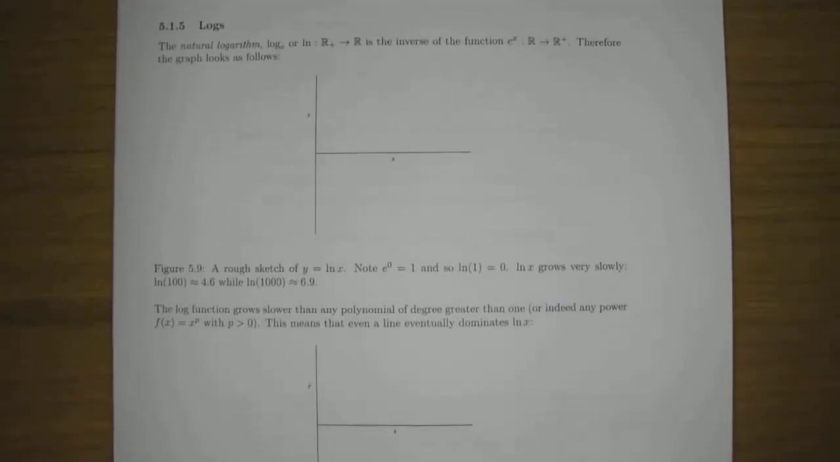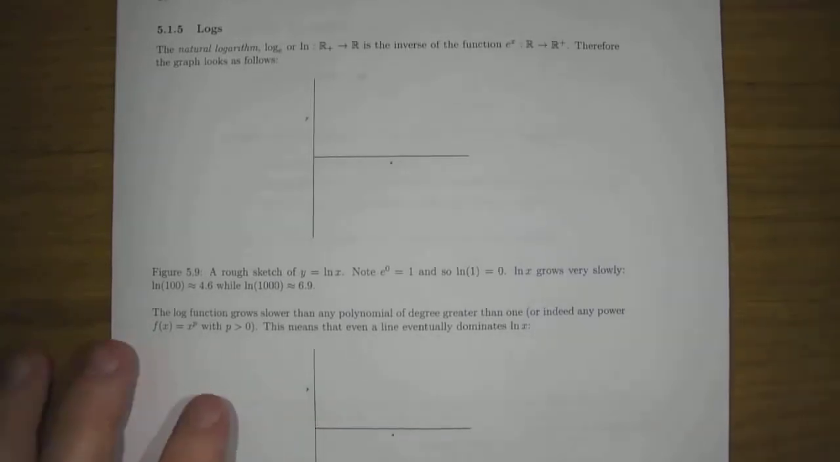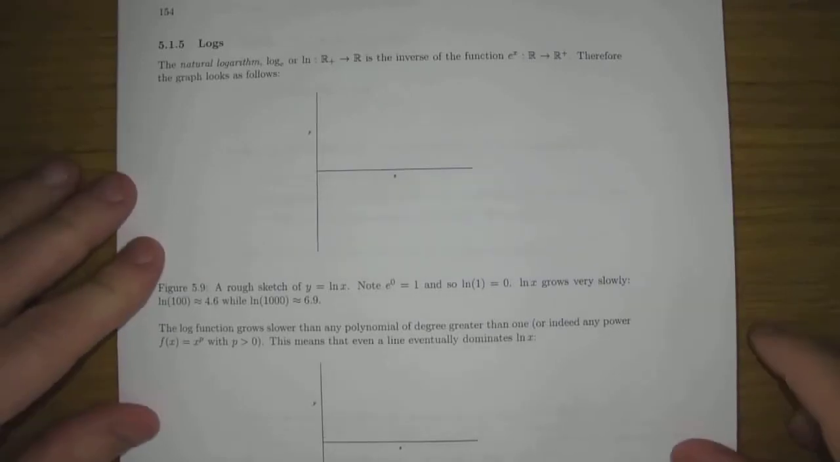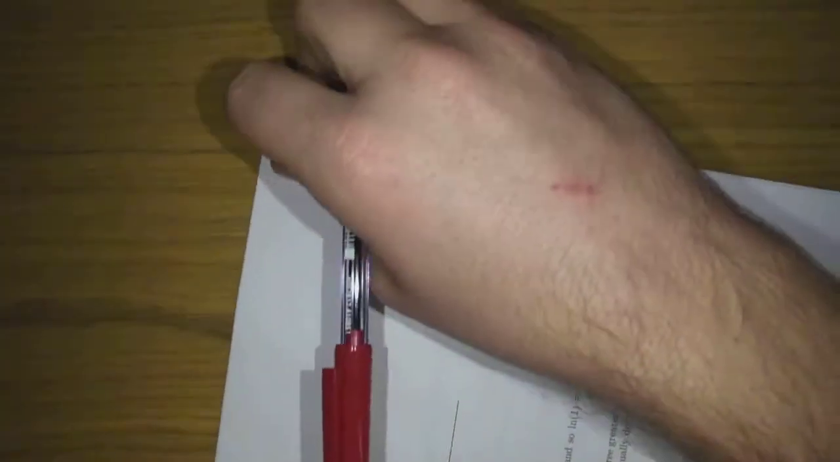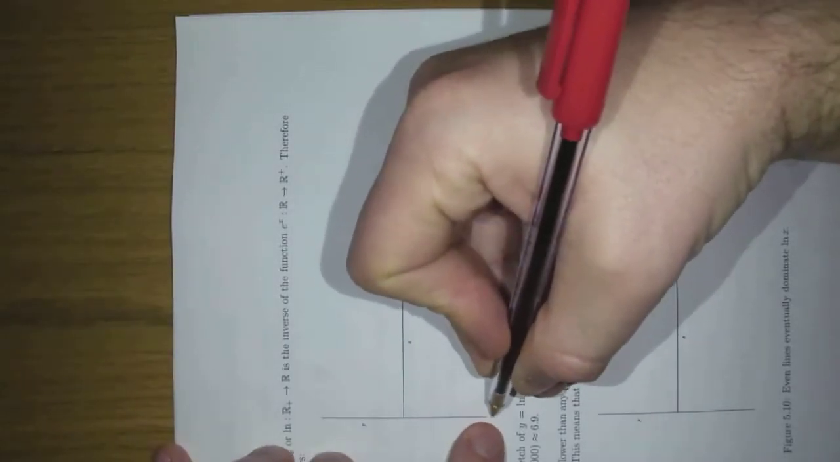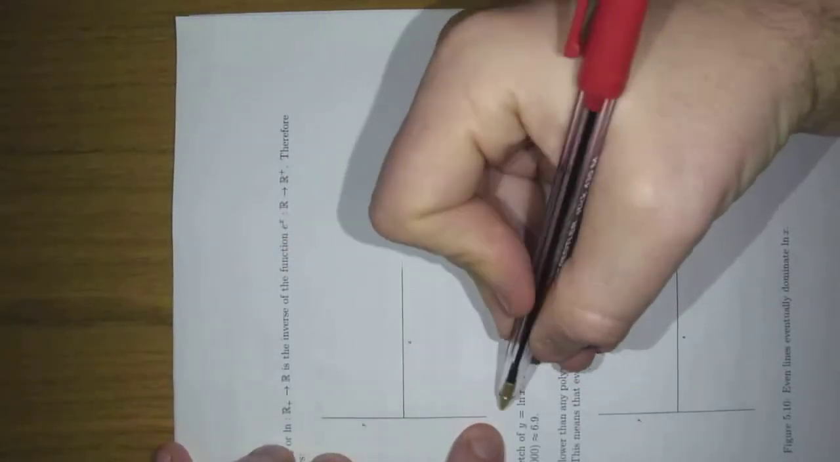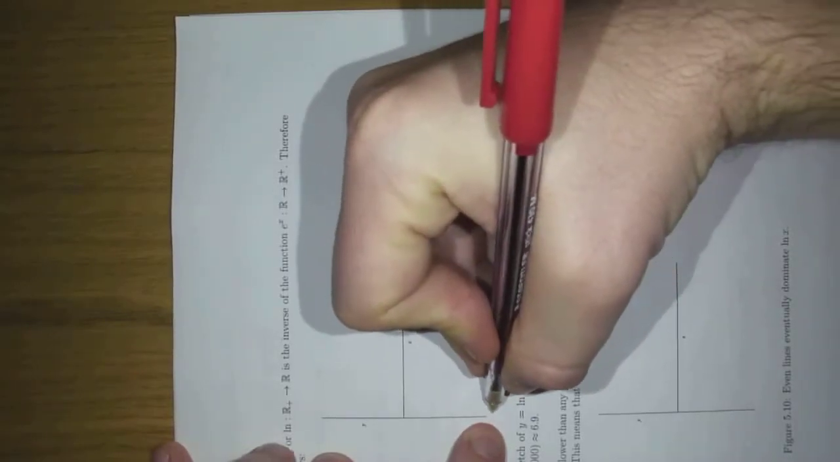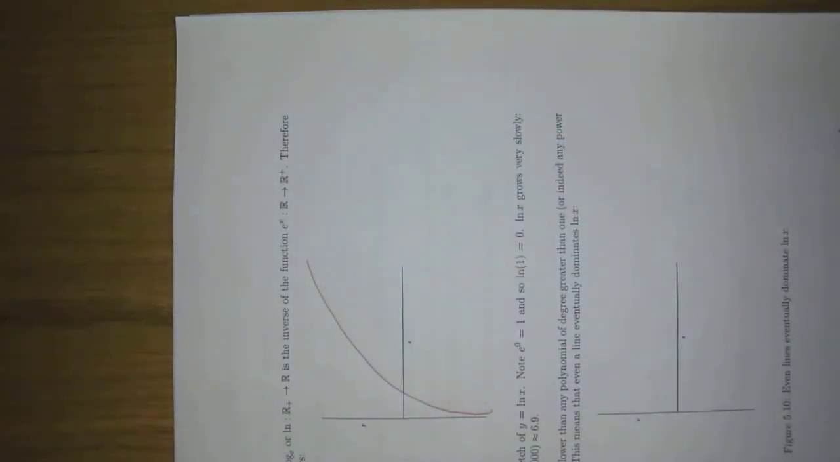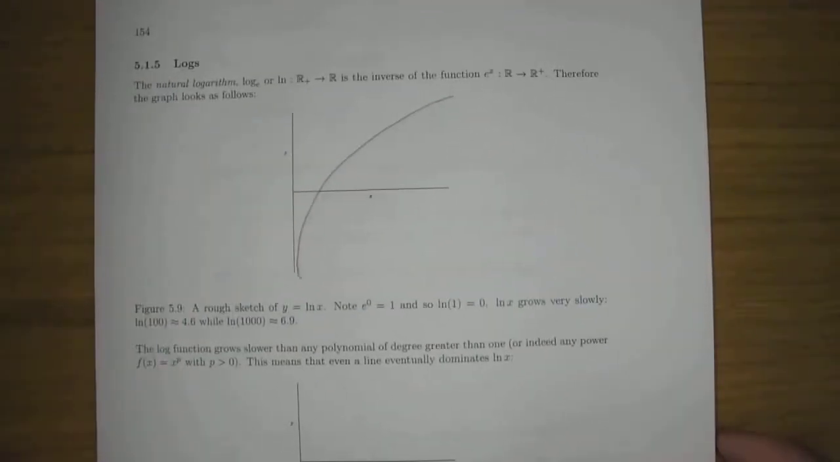And now we will finish off this mini chapter. So the natural log is the inverse of e to the x, and therefore it must look as follows. If you imagine the exponential function written like this, we have negative values and positive values, so it has to look something like that. And that means that the log looks like this.